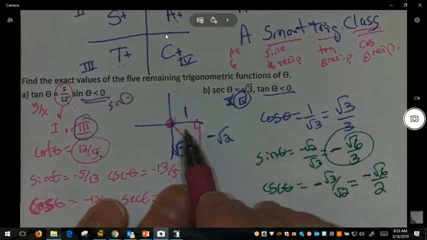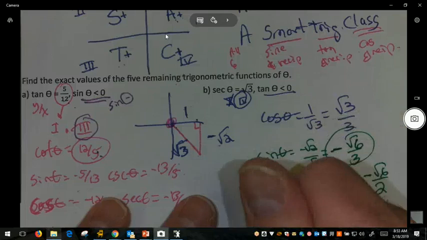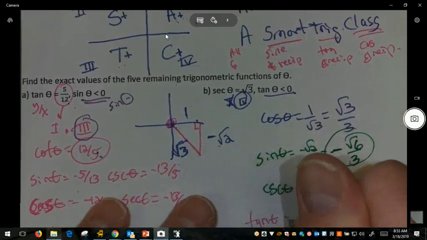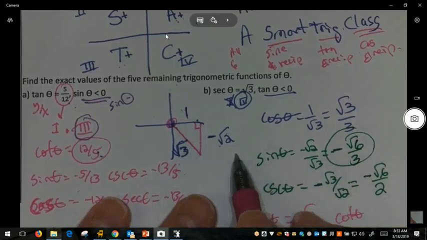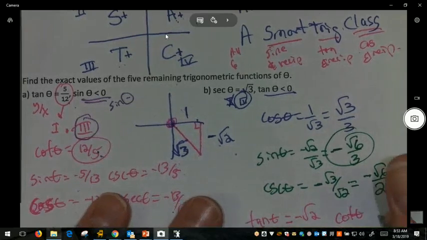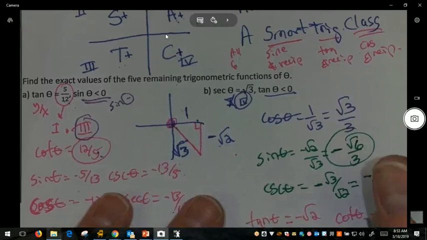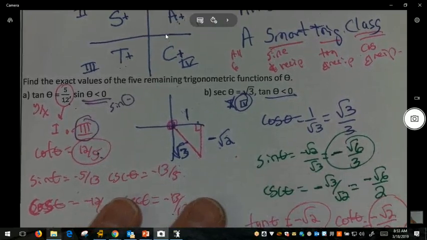Tangent won't be so bad. Tangent will be opposite over adjacent. Tangent of theta is negative square root of 2. Cotangent of theta will be 1 over negative square root of 2, the reciprocal, so we will have to rationalize, negative square root of 2 over 2.